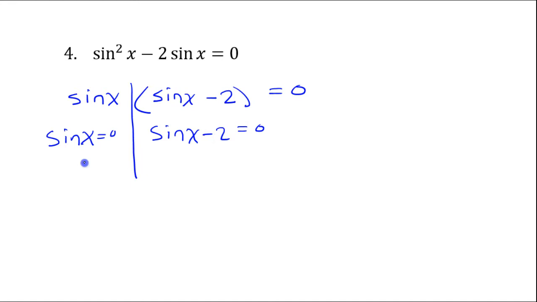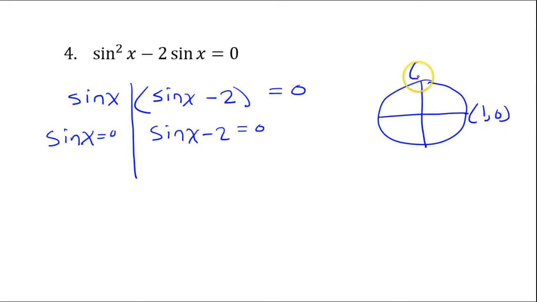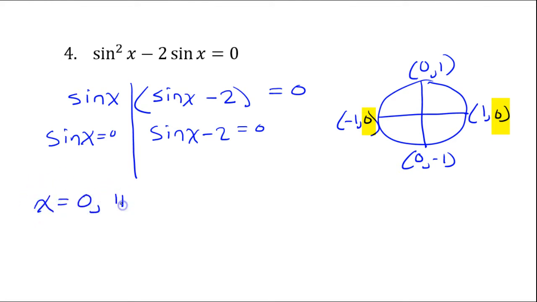Okay, now looking at the left side, sine of what angle is 0? Well, if I picture my quadrantal angles, this is (1, 0), (0, 1), (-1, 0), and (0, -1). Sine is the y value. So where's the y value 0? Here and here. So that's why I will have the following 2 solutions: x is equal to 0 or pi.